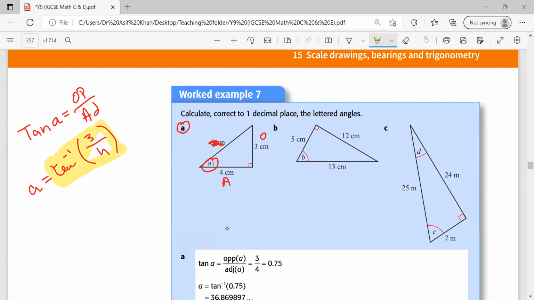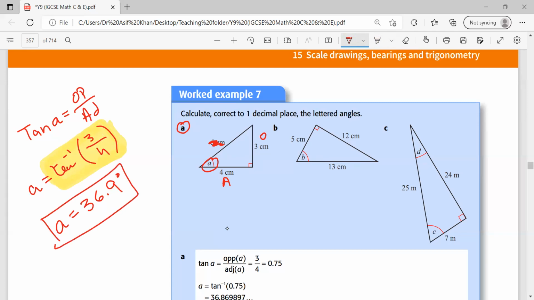All of you know how we can find tan inverse? I hope yes. Okay, do the calculation and tell me. So this calculation will tell you about the angle. It is 36.9, 36.9 degrees. Abdullah, what about you? Agree? Yes, sir.